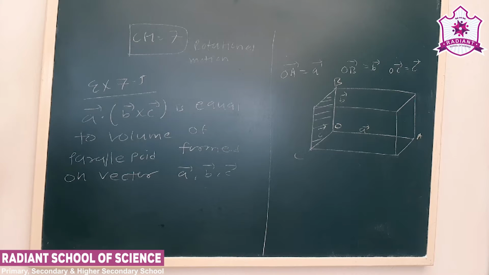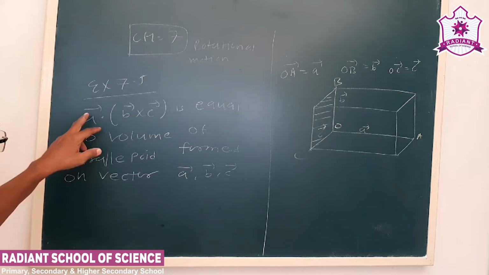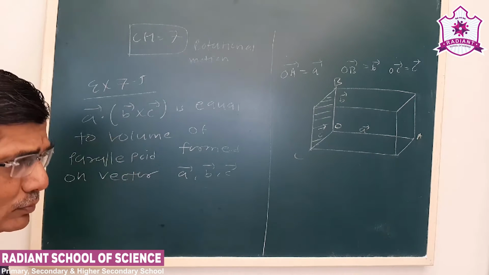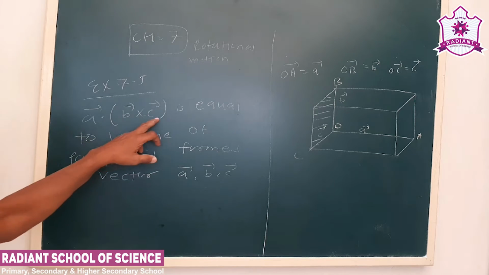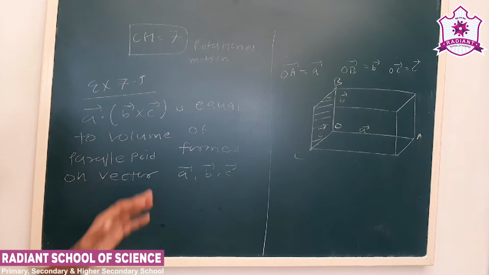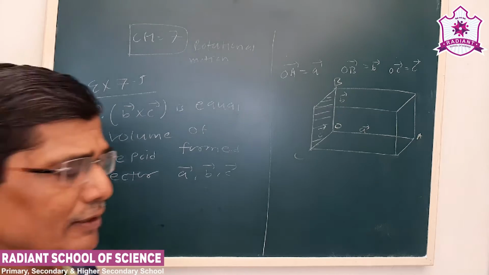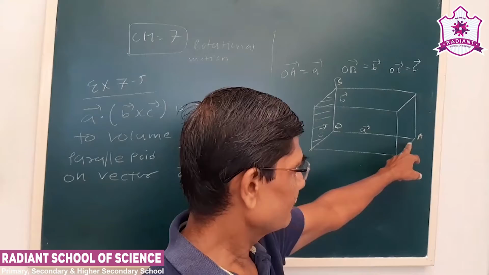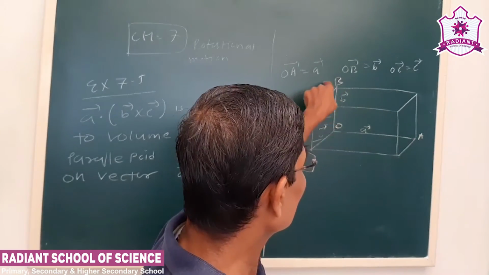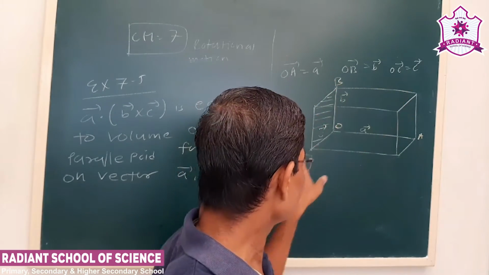Now see, next is our example number 7.5. We have to prove that for vectors A, B and C, A dot B cross C is equal to the volume of the parallelepiped formed by the vectors A, B and C. Now let us consider the arrangement like this. OA represents vector A, the side OB is B and OC is C.